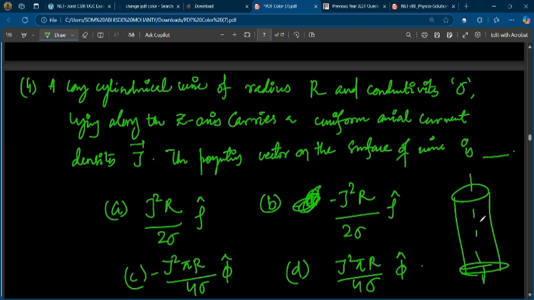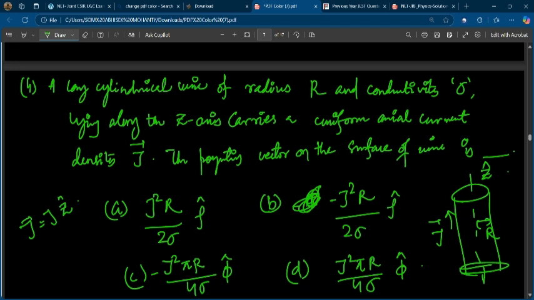This is the cylinder here. This is R. This is along Z cap. This is J. Lying along the Z axis carrying a uniform axial current density. The current density is along the axis, so we can write J is equal to J Z cap. You have to find the Poynting vector on the surface of the wire.